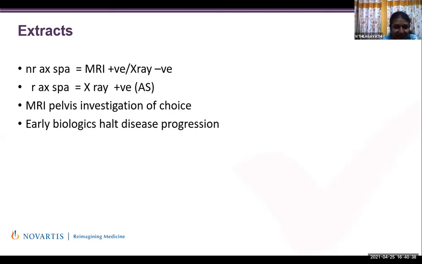Then we say radiographic axial spondyloarthritis, it means the patient has structural lesions, namely erosions, sclerosis, or new bone formation, bony ankylosis, which we call ankylosing spondylitis. So whenever a patient presents with inflammatory back pain, if it is not of chronic duration, then MRI will be the investigation of choice, plus or minus a CT scan to exclude the structural lesions. And early biologics will halt the disease progression.